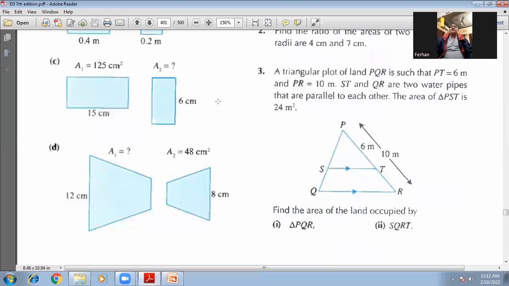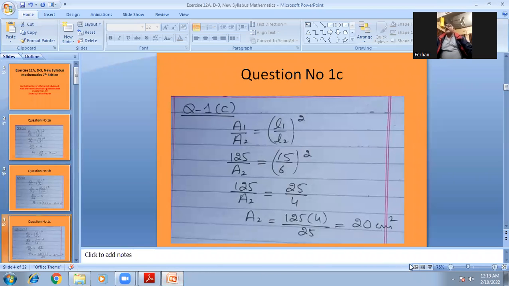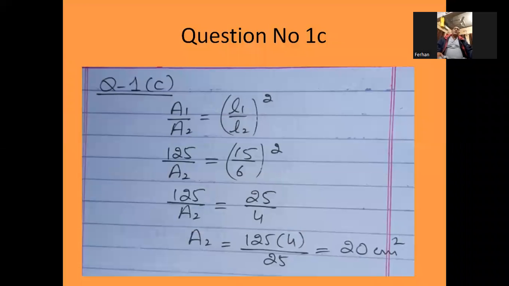Okay. So now the C part. Area 1 is 125 centimeters square. The length is 15 centimeter. Area 2 is the question, and the length is 6 centimeter. So because they are similar, that can be written as area 1 by area 2 equals L1 by L2 whole square. Area 1 is 125, area 2 is the question, length 1 is 15, length 2 is 6 and whole square. So 125 divided by A2 equals 25 by 4. If you divide 15 by 6 and take the square of it, you get 25 by 4.